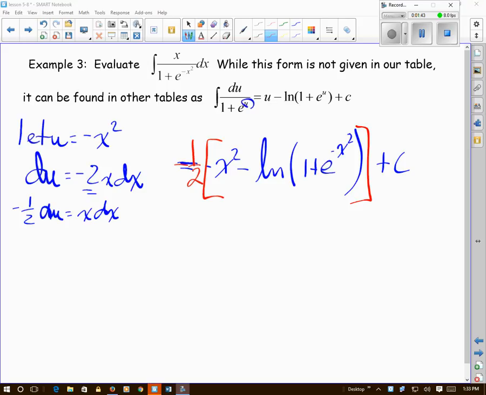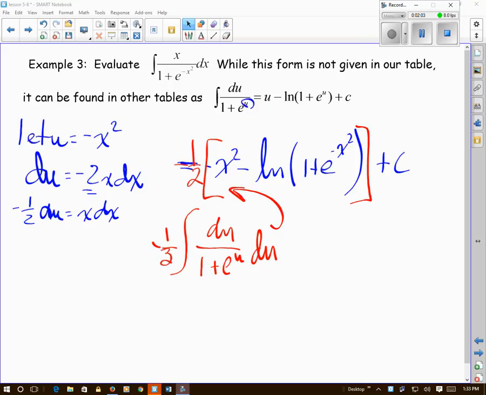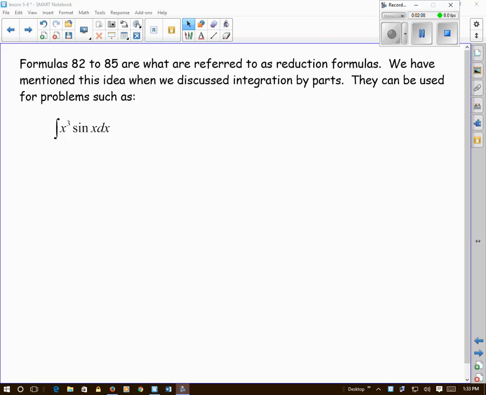So probably would have been a good idea to rewrite from the beginning that we had negative 1/2 the integral du over 1 plus e to the u. So had we written that first, it would have helped us to remember that negative 1/2 out in front. Okay, formulas 82 to 85 in our book. So in the back, find formulas 82 to 85.